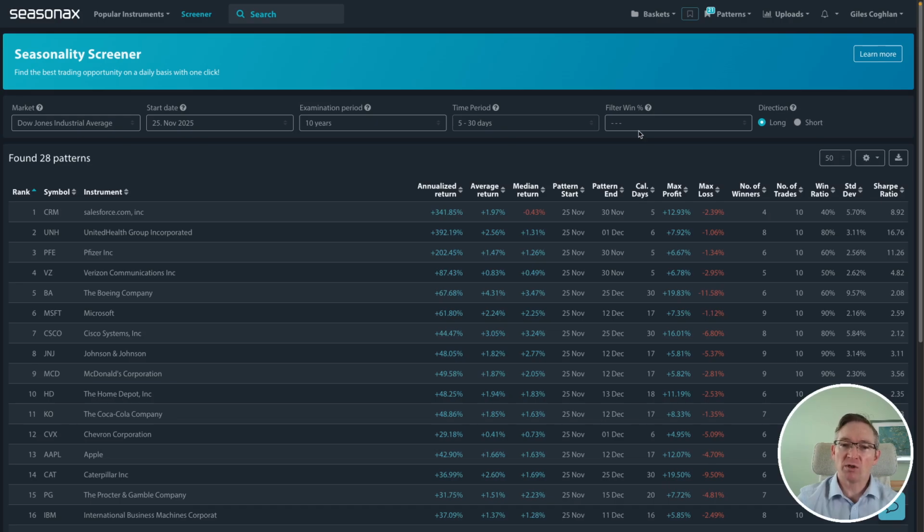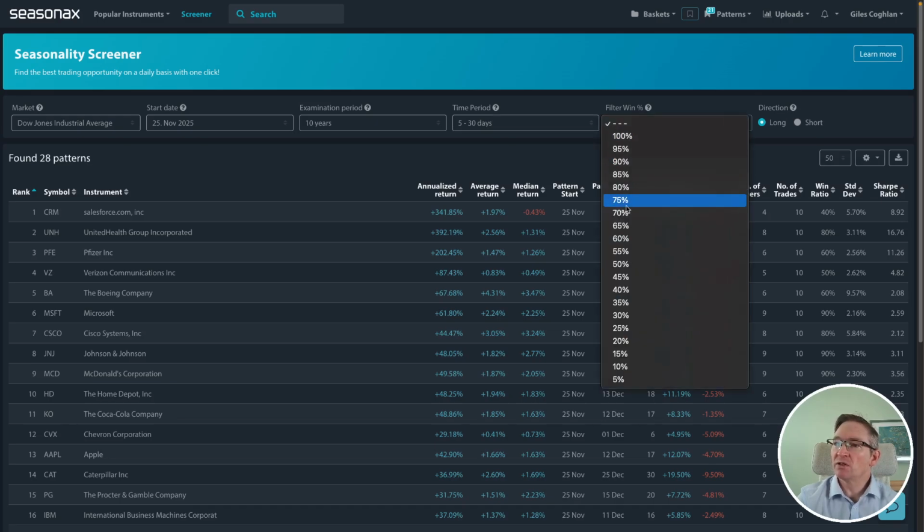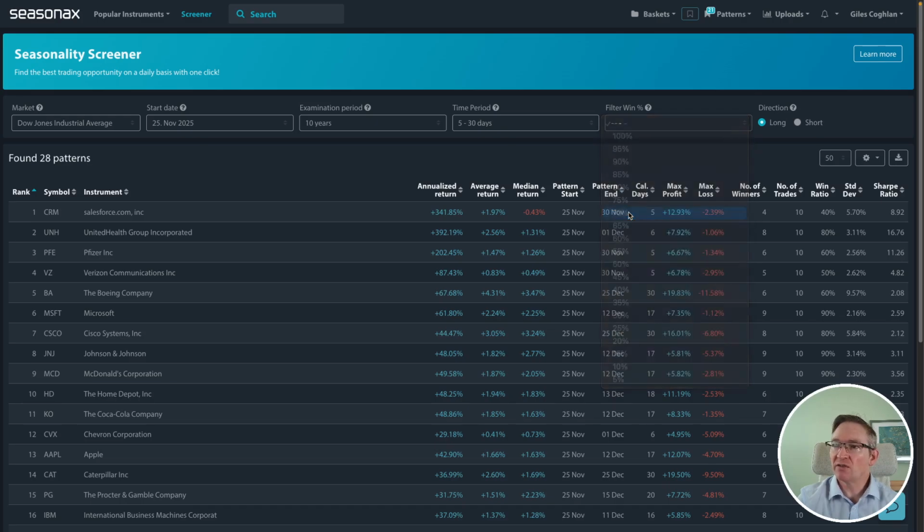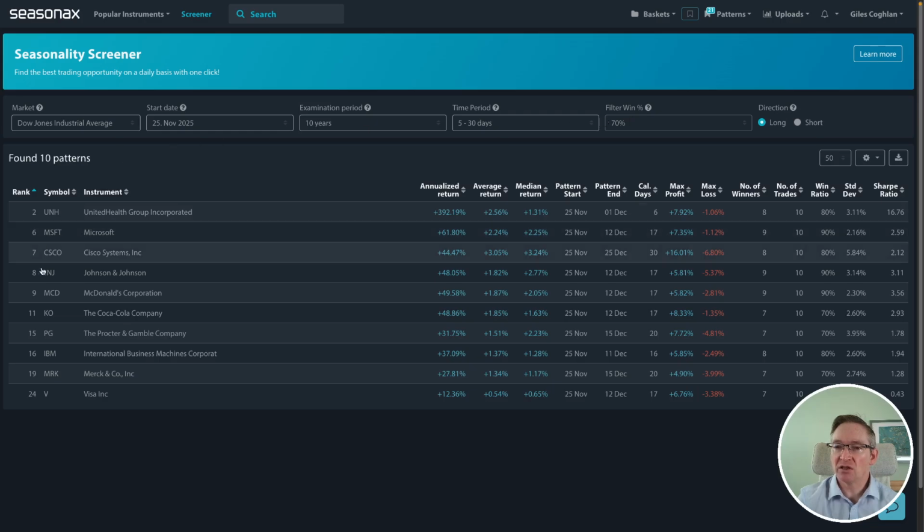Next, we have the option to apply a filter win percentage. So let's say, for instance, we want to filter the win percentage to 70%. And straight away, you can see that we now have 10 eligible components of the Dow Jones Industrial Average. Then we decide whether we want to go long or short. This gives us the option of whether we're looking for an upward bias or a sell bias. We can use that here.